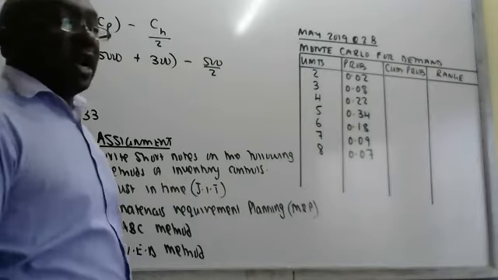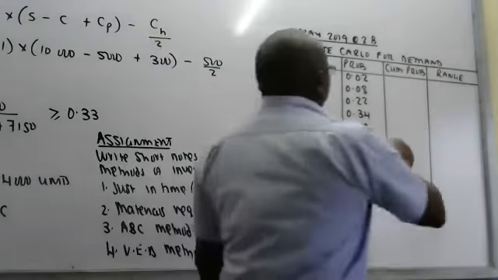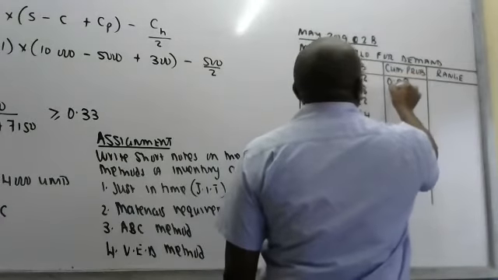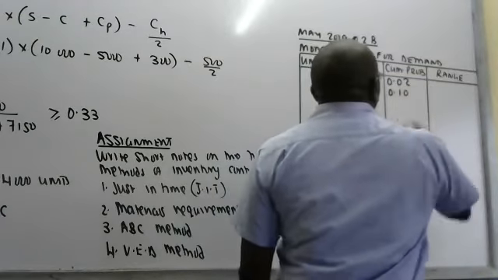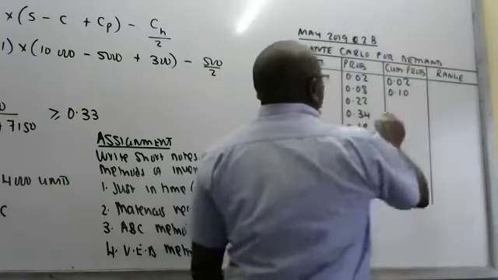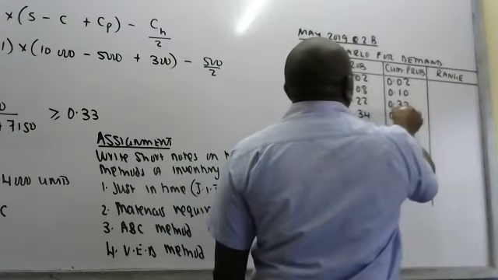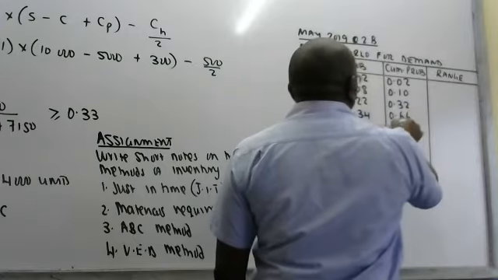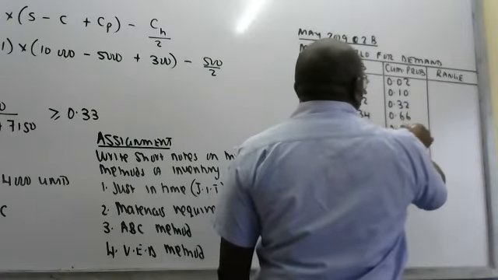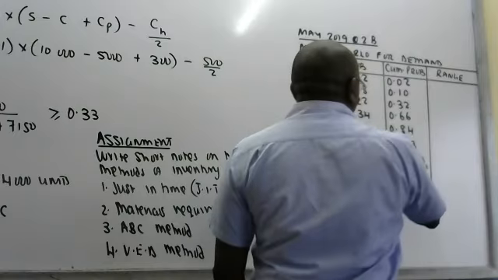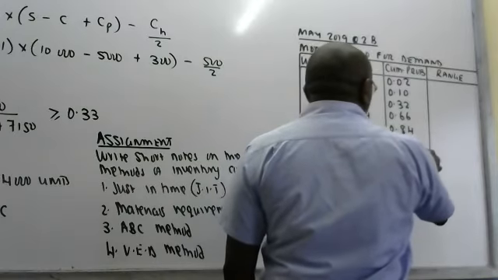So we accumulate that. When you accumulate, there's 0.02. Then we have 0.1. Then we have 0.32, then 0.66, then 0.84, then 0.93, and 1.00.